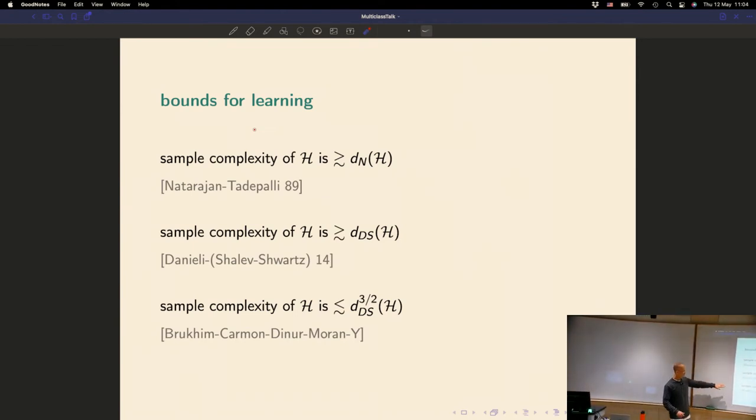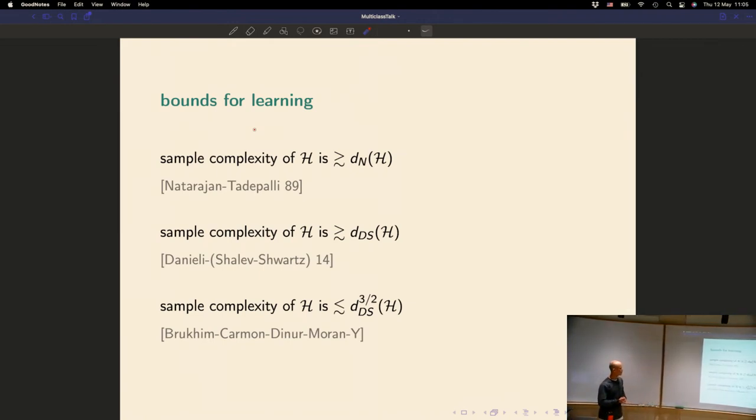So this is the first part, the characterization of learnability. Our contribution is this upper bound. This was already known. So this is the connection to learning.